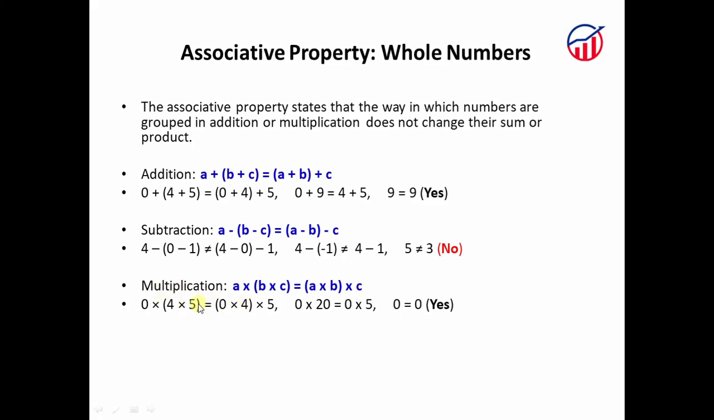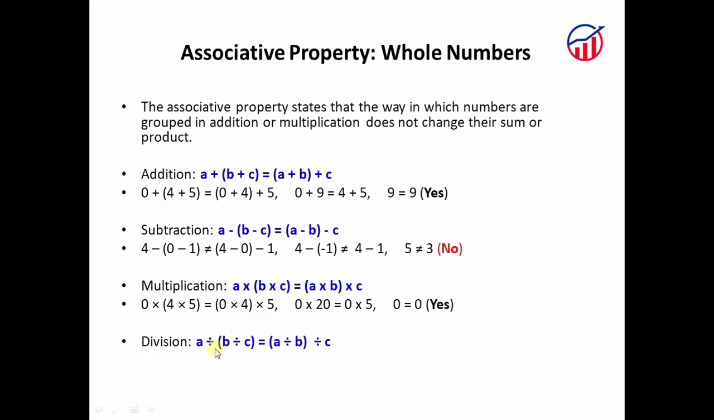So we solve the bracket first. 4 5s are 20, and here you'll have 4. So 0 into 20 is equal to 0 into 5. On the LHS you have 0, on the RHS you have 0, which is true, hence you call the associative property holds good for multiplication. Let's check out for division.